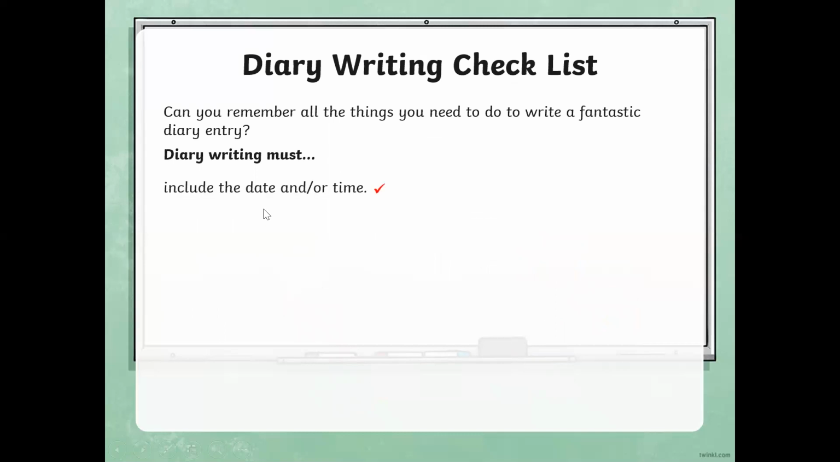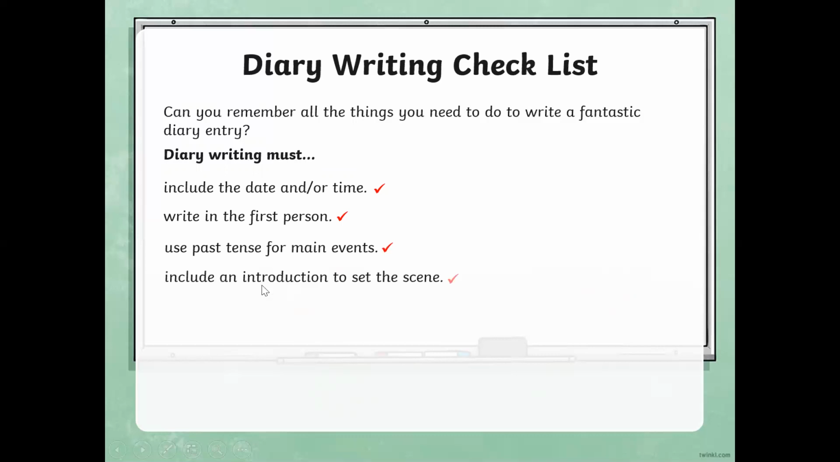Don't forget, you're going to include the date and time. You're going to write in the first person. You're going to use the past tense for the main events. Include an introduction to set the scene. And tell events in the order that they happen during the day.